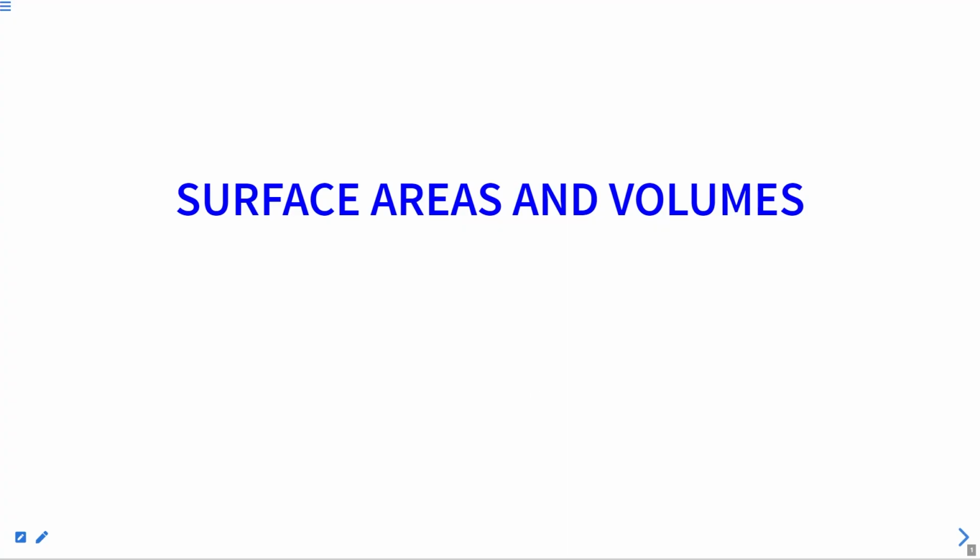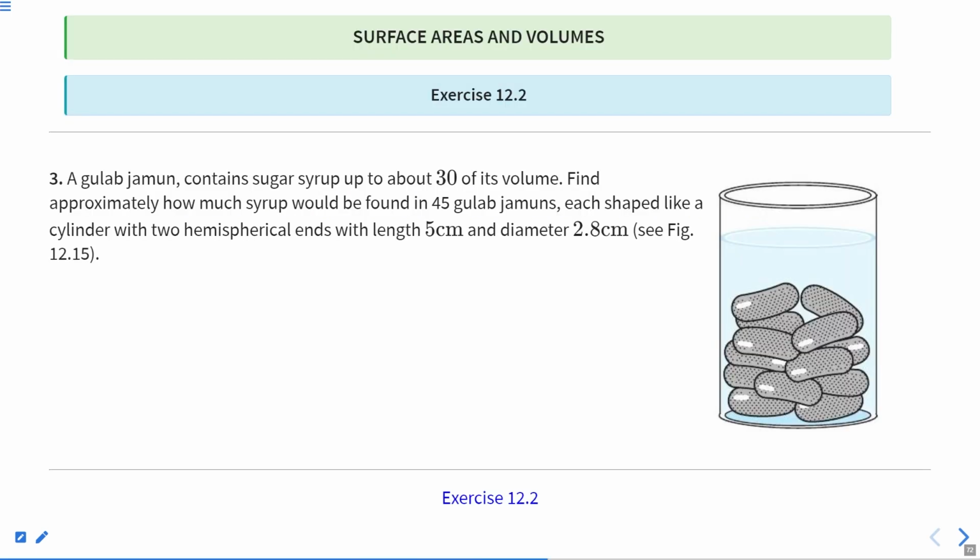Hello students, welcome to this lecture on surface areas and volumes. In this lecture, we will discuss exercise 12.2. In our previous lecture, we discussed volumes of a combination of solids, and then we discussed exercise 12.2, questions number 1 and 2. In this lecture, we will discuss question number 3.